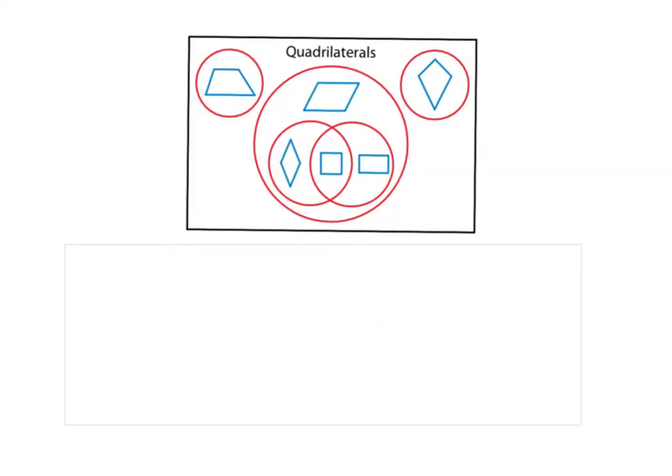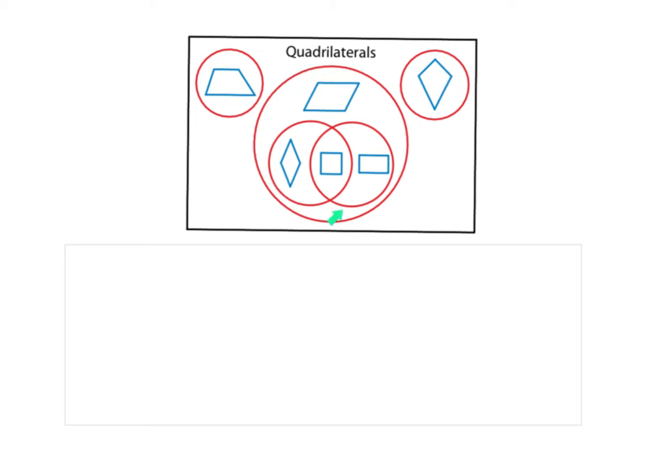You're not going to have to actually do the Venn diagram, but this helps you see everything. All right. So you'll notice that the trapezoid and the kite are kind of by themselves. They are quadrilaterals. They're four-sided, but they don't have any real characteristics that go along with anybody else. They're kind of on their own.